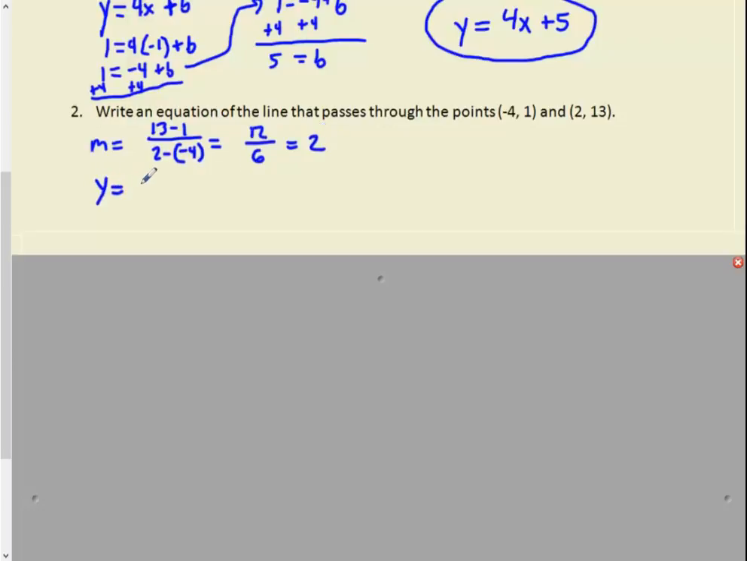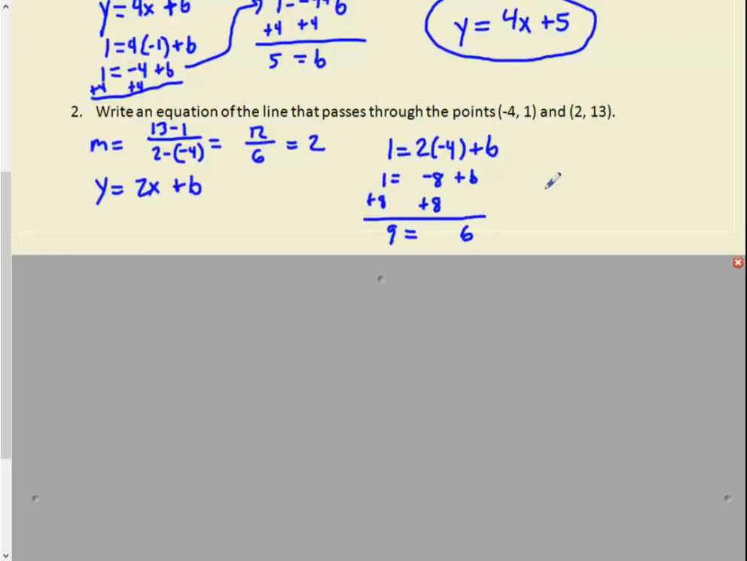So we know that we have y equals 2x plus b. And again, we have to substitute values for x and y. In this case, we have a choice. We can use either one of these 2 points. Let's say we want to use this one, for example. So we'll say that 1 is equal to 2 times the value of x, negative 4, plus b. So 1 is equal to negative 8 plus b. And then to undo our negative 8, we'll add 8 so that we end up with 9 equals b.